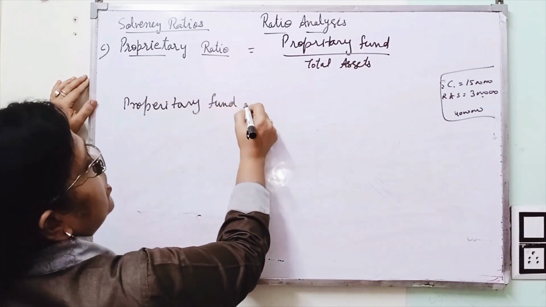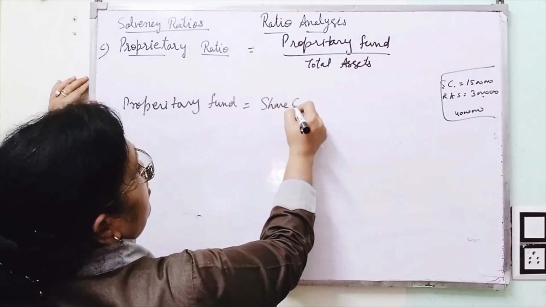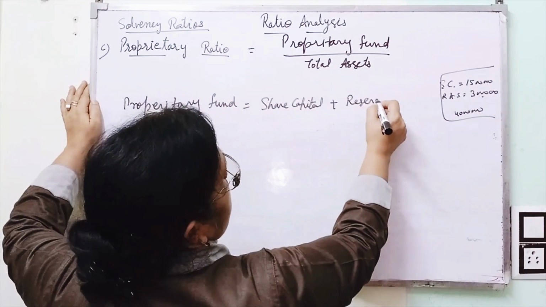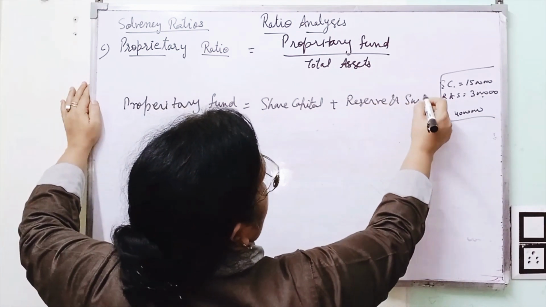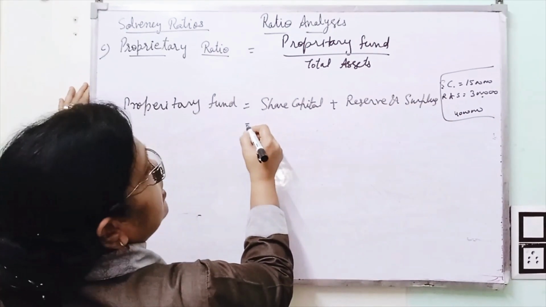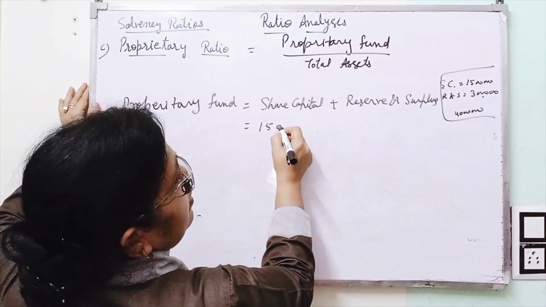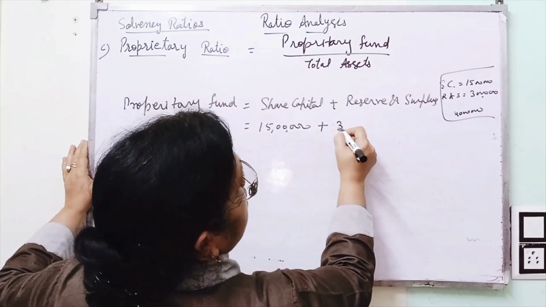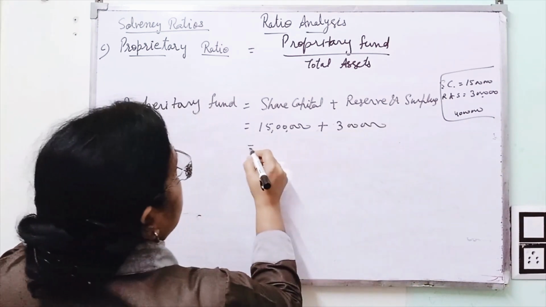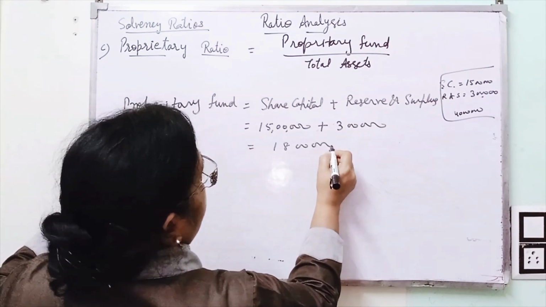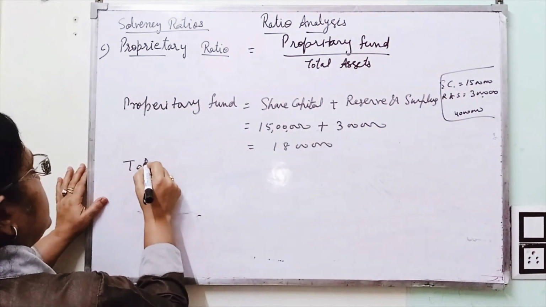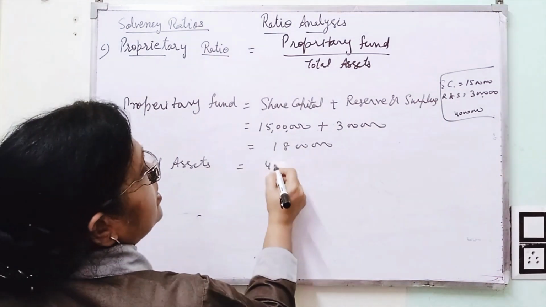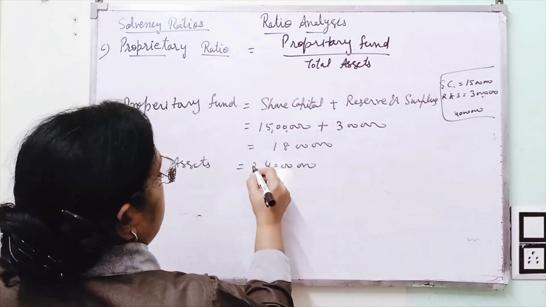Proprietary fund is equal to share capital plus reserve and surplus. It is given to you: share capital is 15 lakh, and reserve and surplus is 3 lakh. It comes to 18 lakh. Now total assets are given to you, that is 40 lakh.